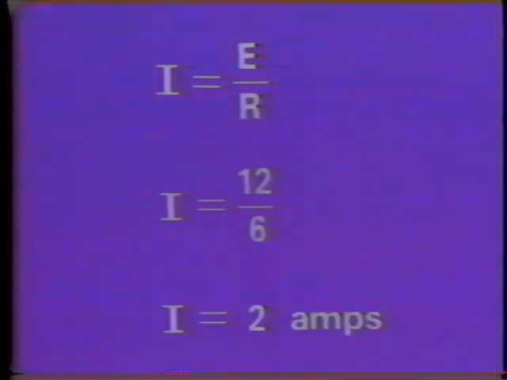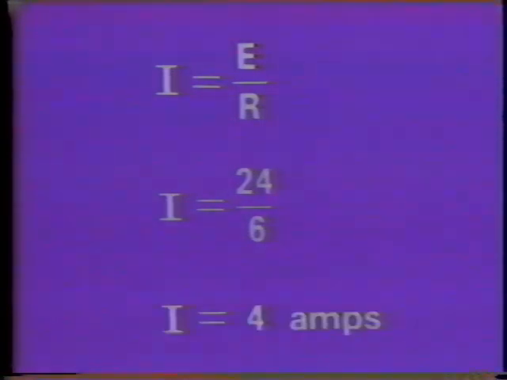I equals 2 amps. If we double the voltage, that is, if we have 2 batteries connected in series, we also double the current, like this. I equals 24 over 6, or I equals 4 amps. Now, if we cut the voltage in half, we can use the formula to show that we will get half as much current. As we have been saying, current is directly proportional to voltage, as long as resistance doesn't change.